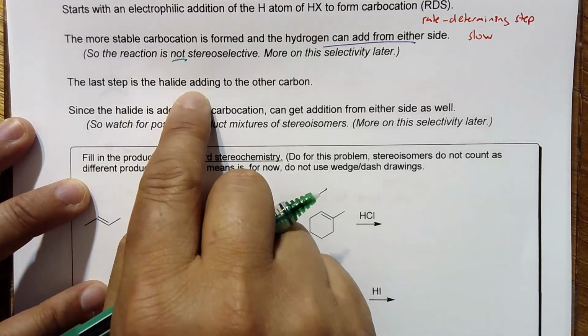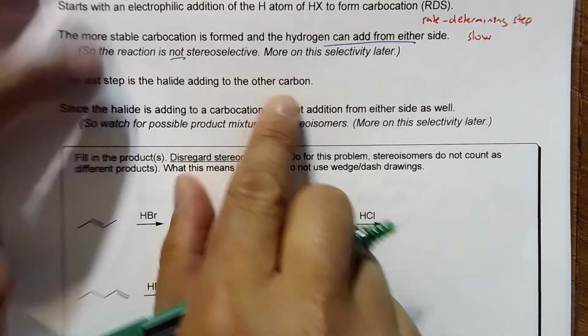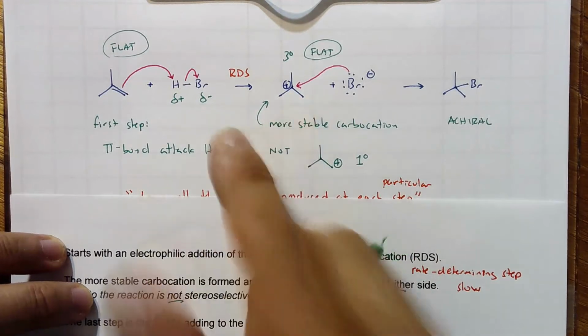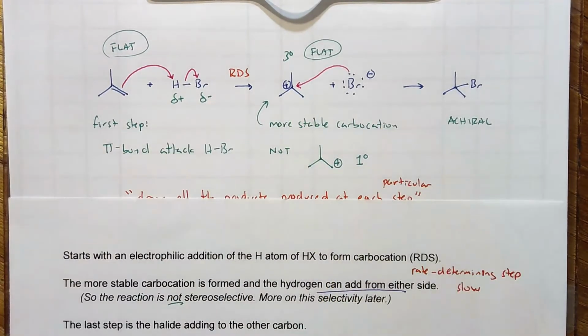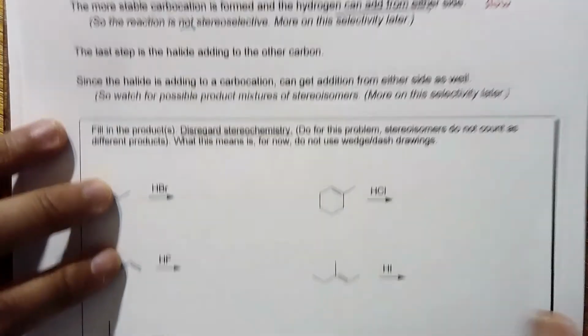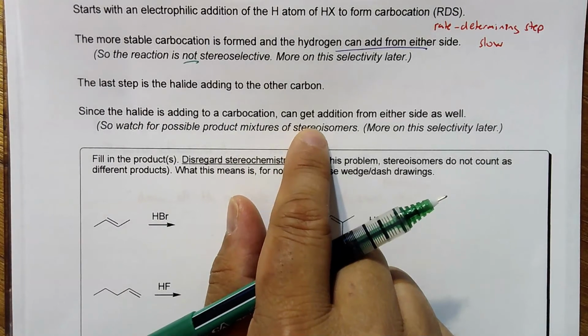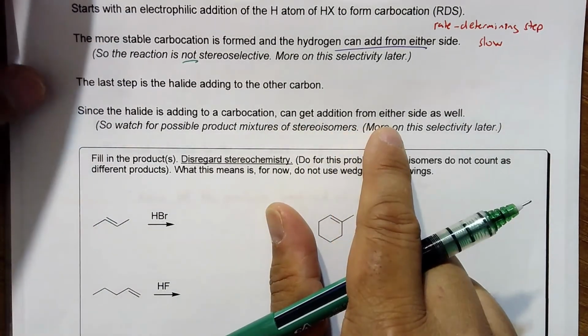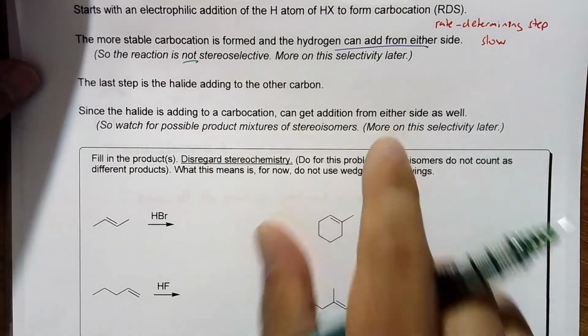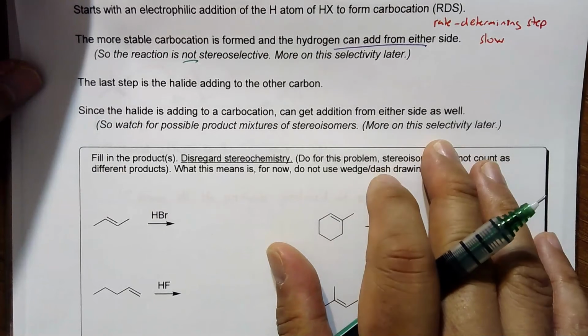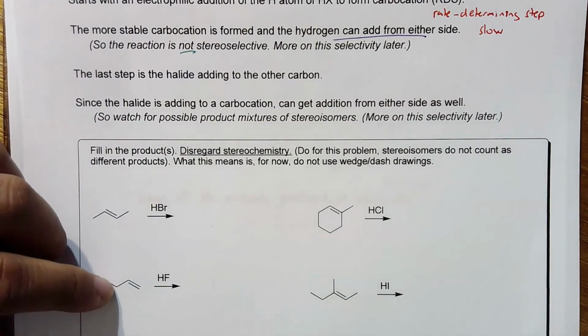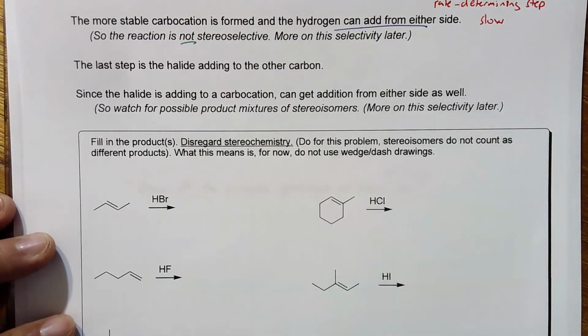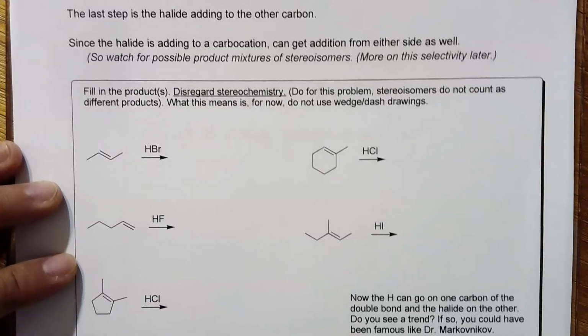The last step is the halide adding to the other carbon, right? Opposites attract. This is only a two-step reaction. And since the halide is adding to a carbocation, again, we could get attack from either side. Again, don't worry about this stereoselectivity. We will talk about that probably in the next page, in the next video.